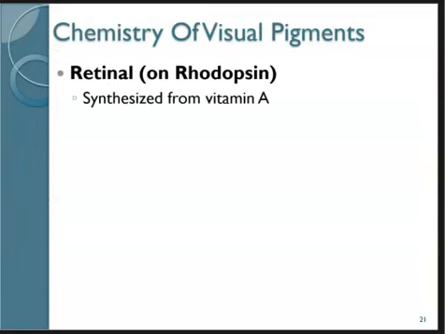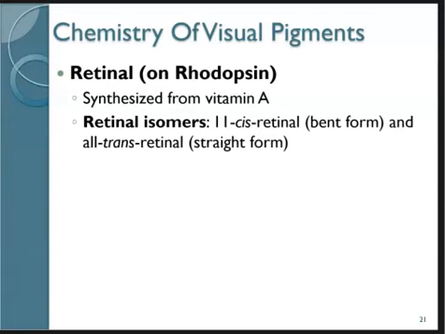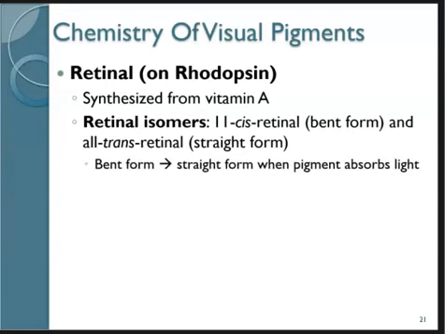In terms of pigments, I wanted to talk about the retinal. It's part of the rhodopsin. It's found within the rhodopsin. And the retinal is synthesized from vitamin A. Carrots, for example, have a lot of vitamin A. In terms of retinal, there's isomers of retinal. So isomers are same molecular formula, different structural formula. So retinal goes from a bent form, the cis form, to a trans form. So the straight form. This is what happens when light strikes the retinal. They go from a bent form to a straight form.